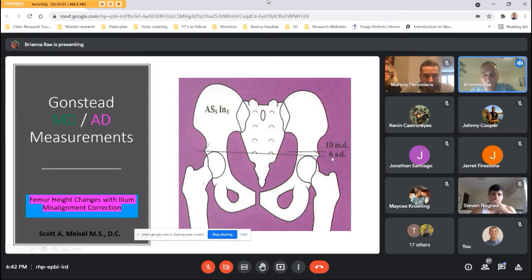So now when you do a leg check and you see a short right leg of 6 millimeters, you know that's that patient's normal. That doesn't mean that you need to adjust a PI on the right. That makes sense?